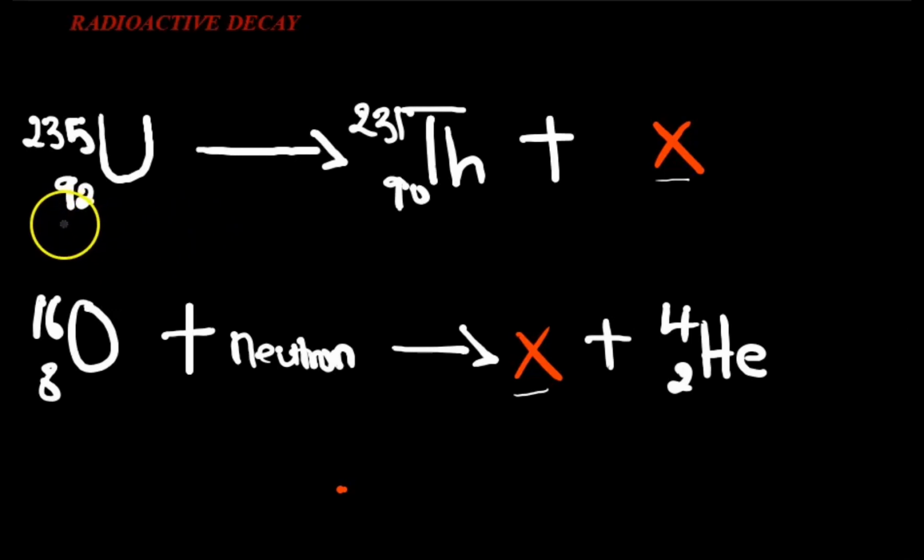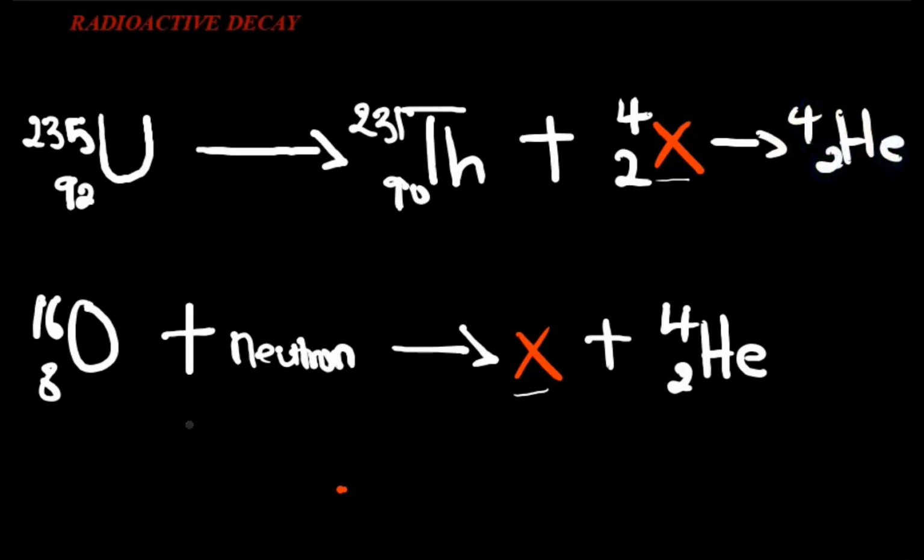Now the atomic number here is 92, while the atomic number here is 90. So subtracting 90 from 92, you'll be having 2 over here. Whereas subtracting 231 from 235, you'll be having 4 over here. So if you are being asked what emission this is, this is an alpha particle decay or emission. This should be an alpha particle.